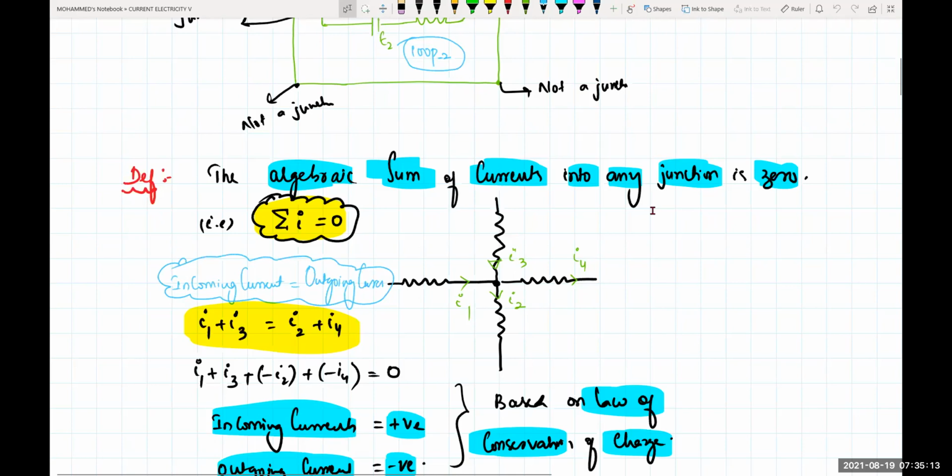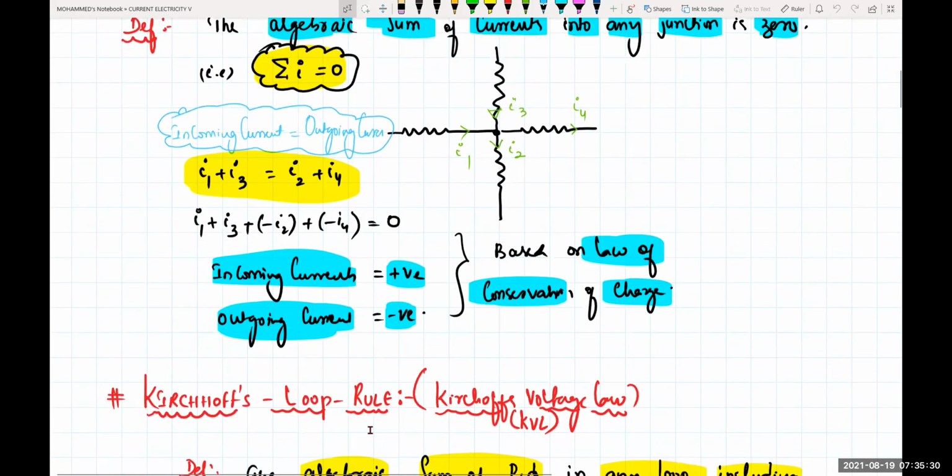Incoming currents are nothing but what, beta, in the diagram? I1 and I3 are incoming currents, and outgoing currents are I2 and I4. So I1 plus I3 must be equal to I2 plus I4. The sum of all the incoming currents and outgoing currents must be equal to 0. Incoming current I am taking positive, outgoing current will take it as negative, beta. Is that clear?